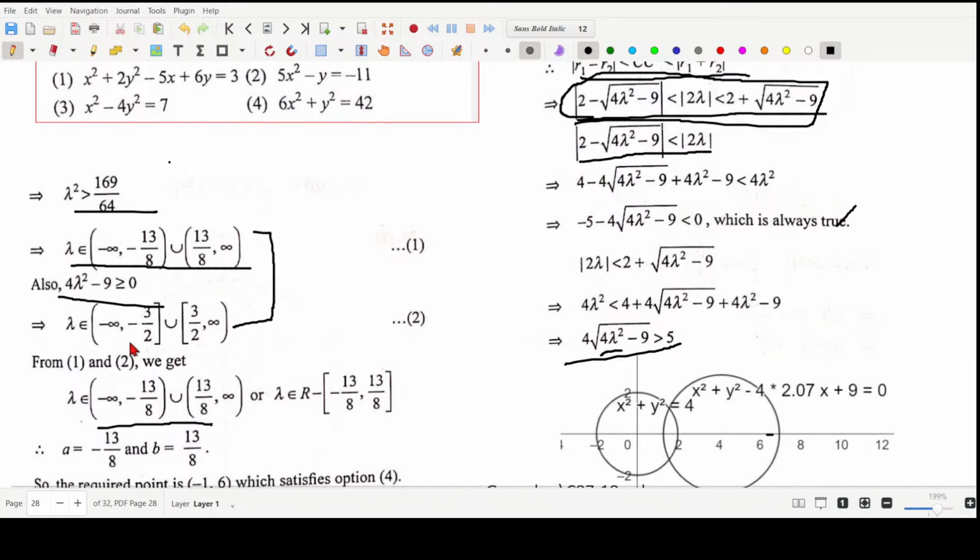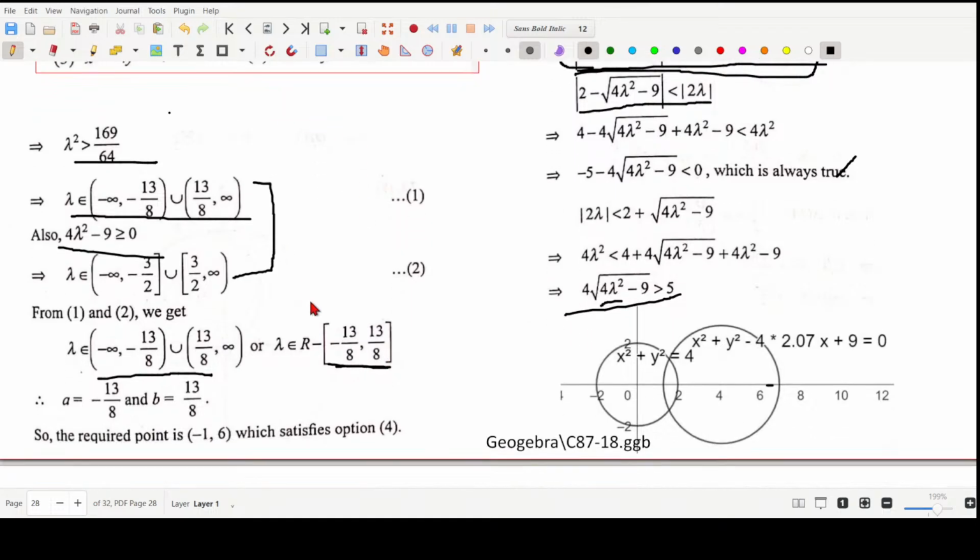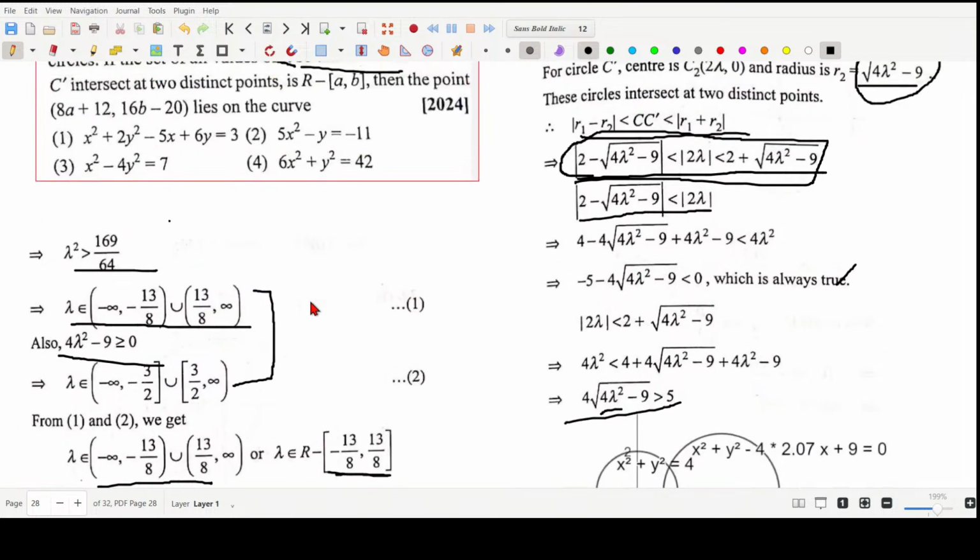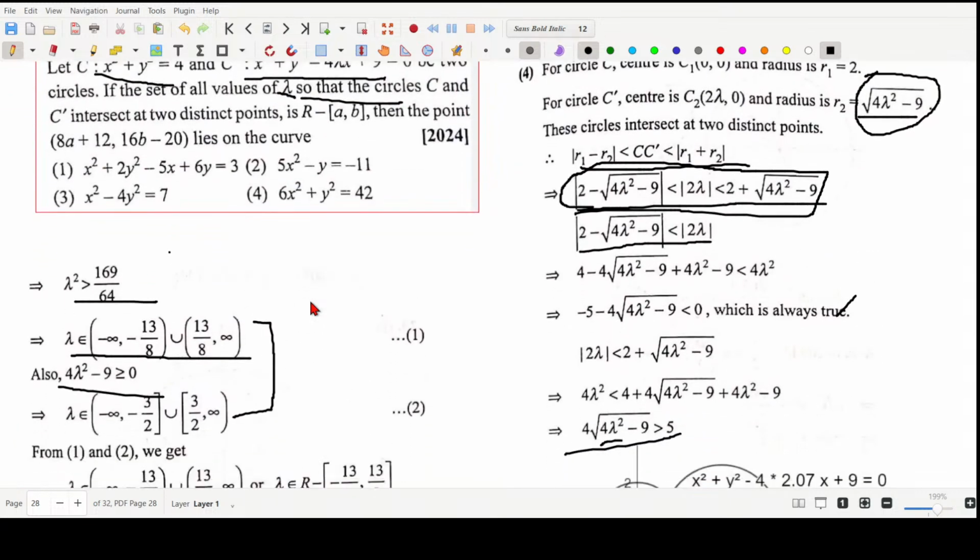Basically, ultimately what we are doing, we are removing this part. We can take all real numbers except lambda in this part, because in this part, probably the circles are not intersecting. Understood? Can you try this once?